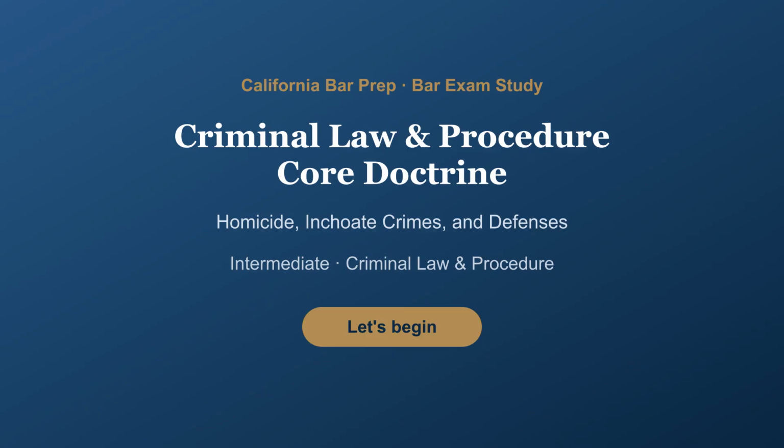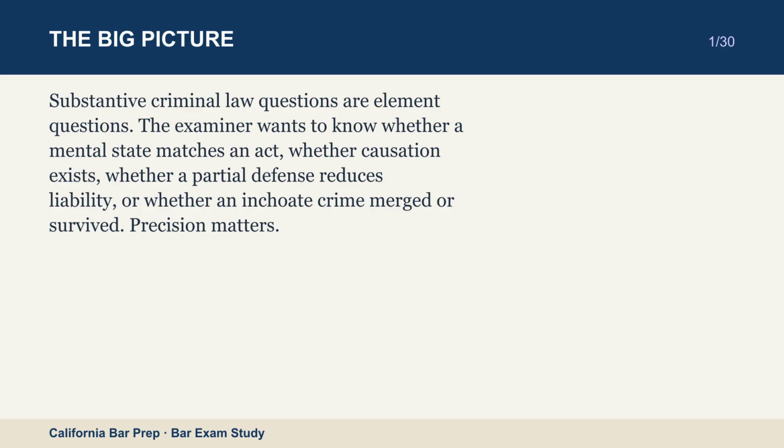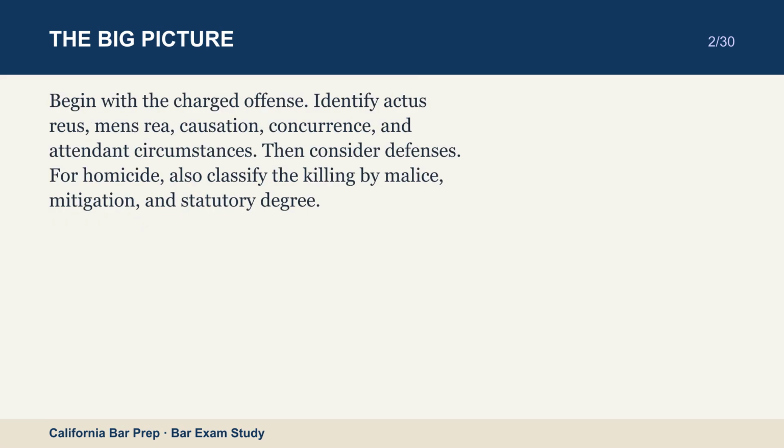Let's begin. Substantive criminal law questions are element questions. The examiner wants to know whether a mental state matches an act, whether causation exists, whether a partial defense reduces liability, or whether an inchoate crime merged or survived. Precision matters. Begin with the charged offense. Identify actus reus, mens rea, causation, concurrence, and attendant circumstances. Then consider defenses. For homicide, also classify the killing by malice, mitigation, and statutory degree.